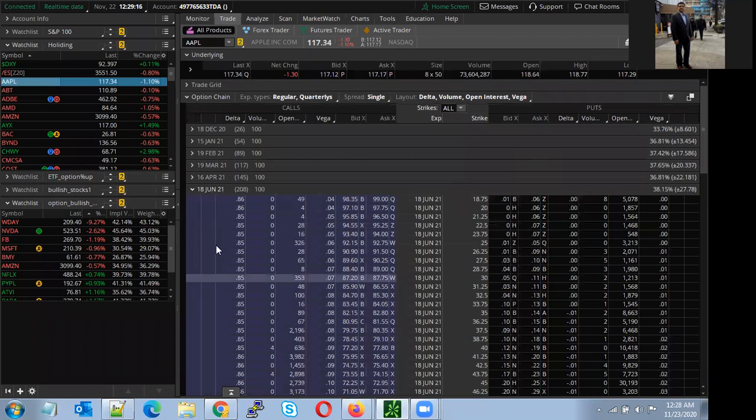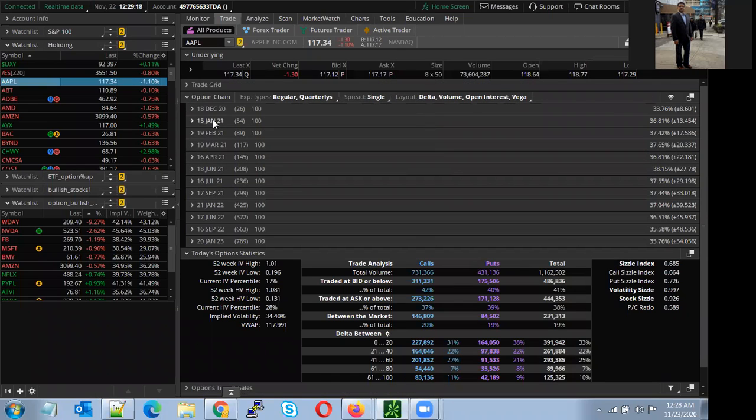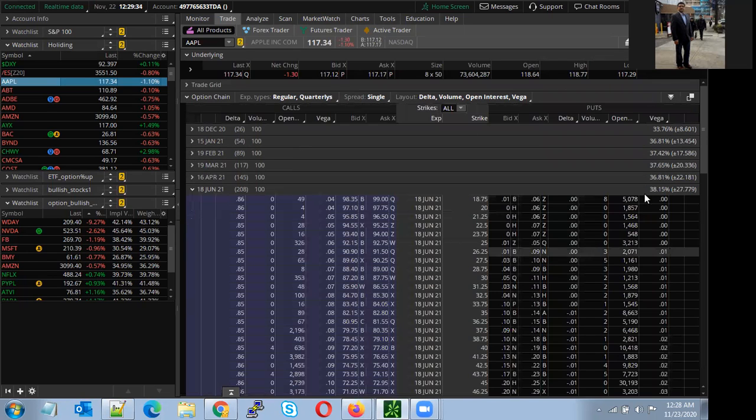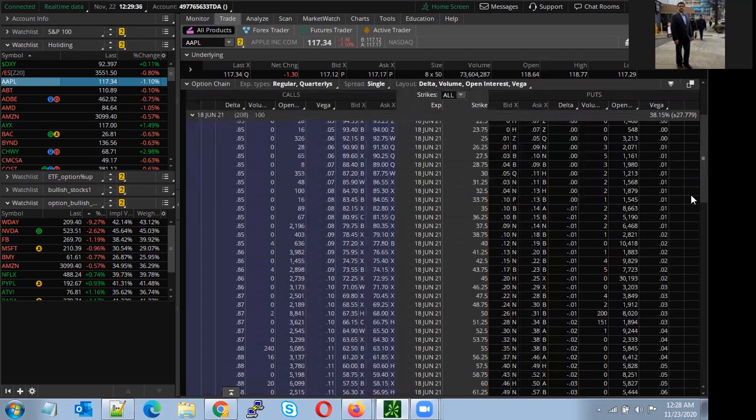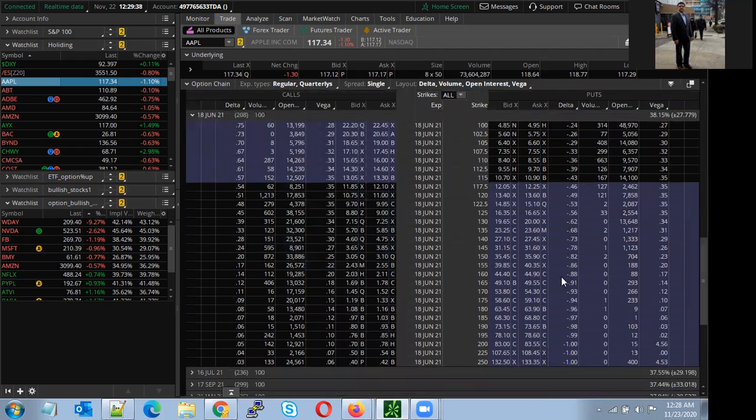The first thing I'm trying to do is define the future date when I want to buy the stock, or when I want to sell the stock. So I go to the option chain, and the first thing I define is the date when I am going to do this. So let's pick June 18. What is the stock price right now? This is the call side, this is the put side. Here is the current price, 115.